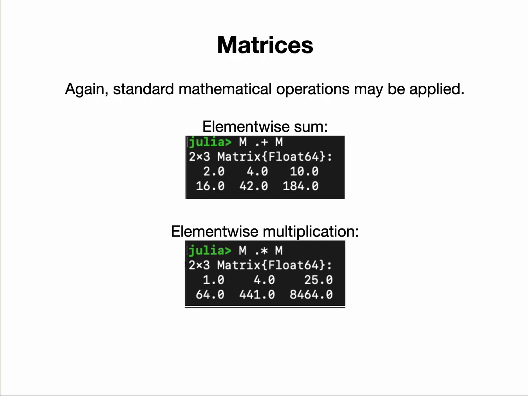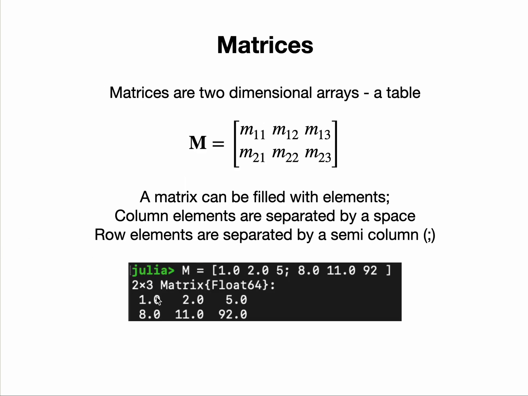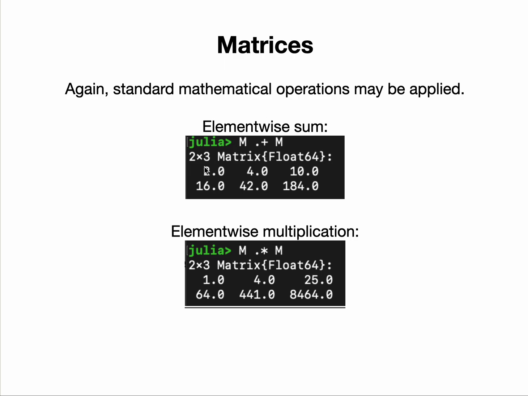So the mathematical operations we used before will also apply to matrices. And we discussed element-wise operations in the previous lecture. That's an example of an element-wise addition. So we are adding M to M, so M plus M, and we will use the dot sign to indicate that this is a sum made element-wise. So of course we have the matrix 1, 2, 5, 8, 11, 92, and if we add M to M, we will obtain this result: 2, 4, 10, 16, 22, and 184.